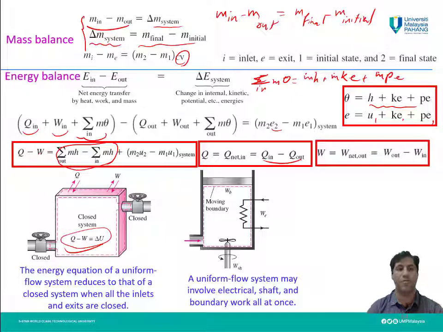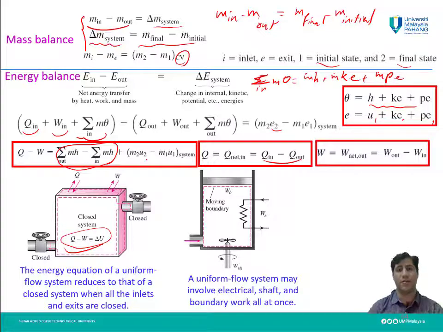Q minus W is equal to the summation of mH for the flow which goes out of the system, minus the summation of mH, mass times enthalpy, of the flow which comes into the system, plus m2 u2 minus m1 u1, where m2 and m1 are the final mass and initial mass of the control volume.